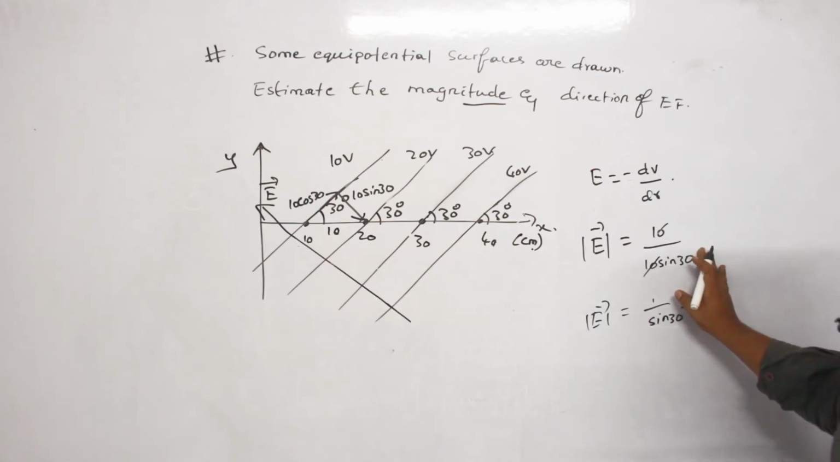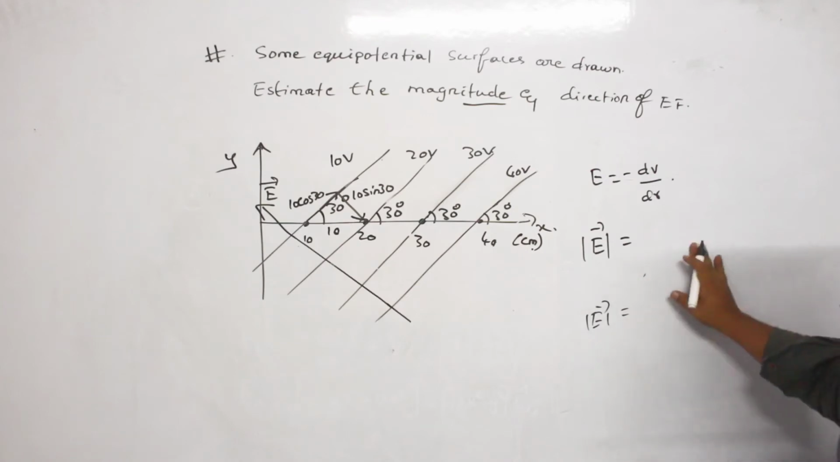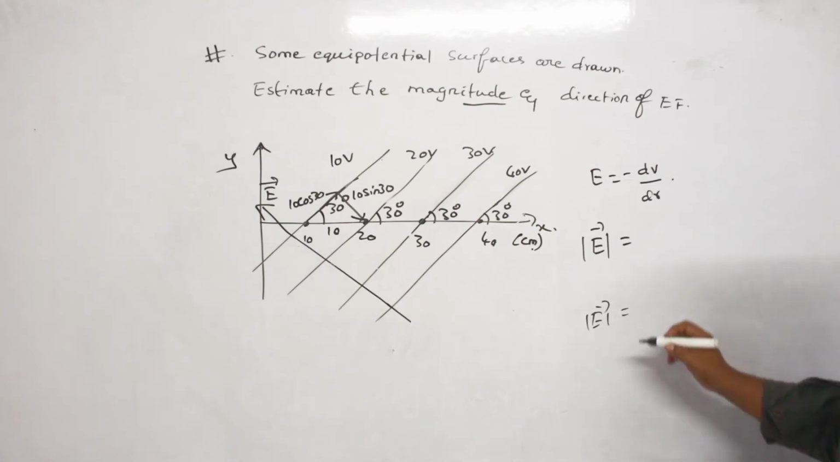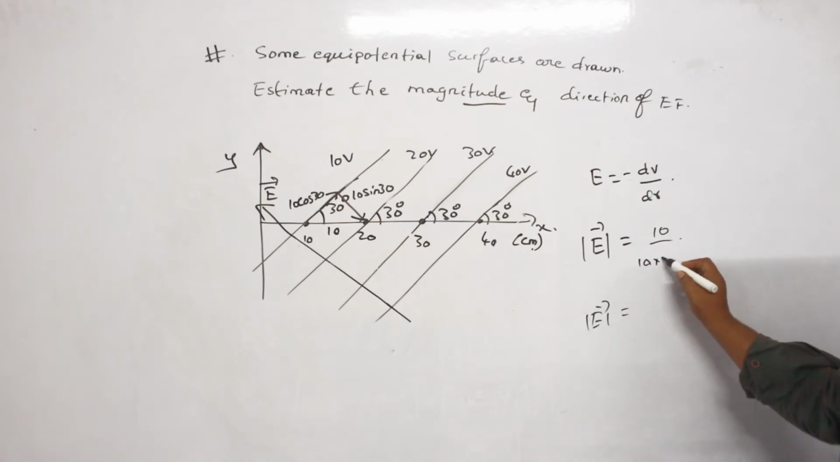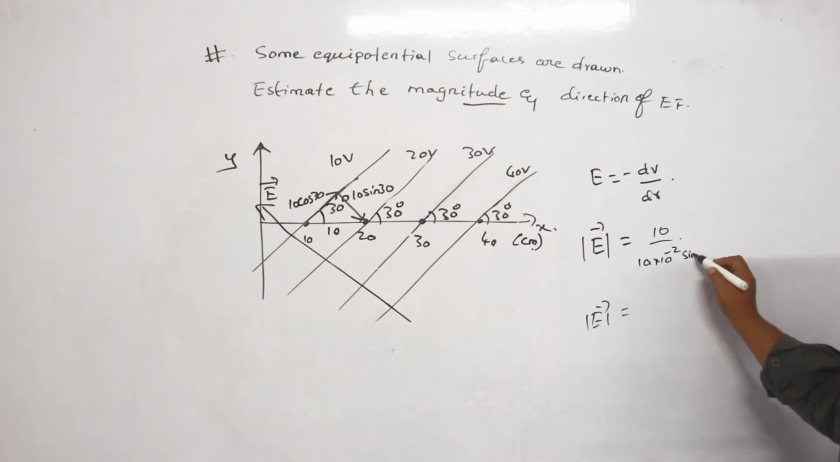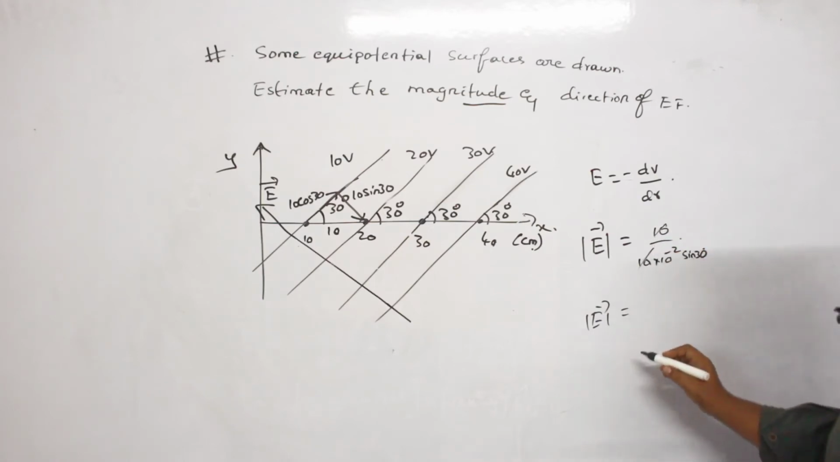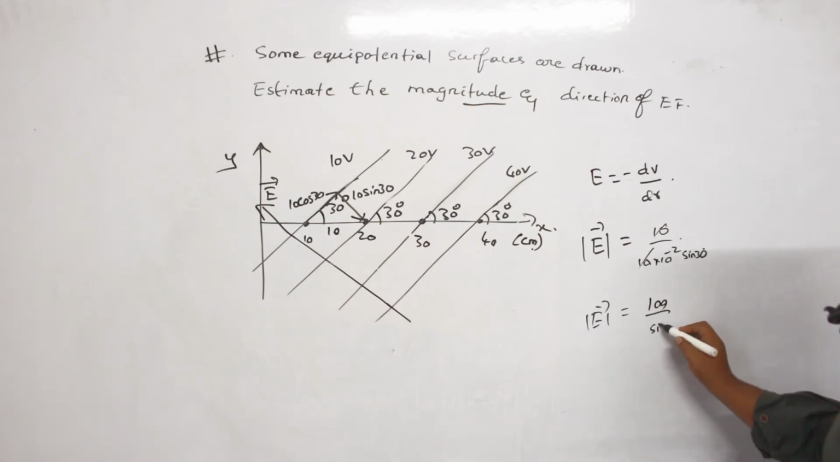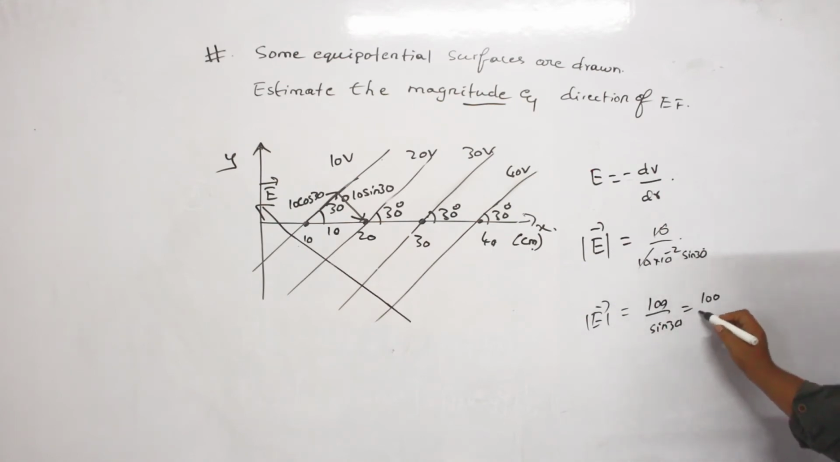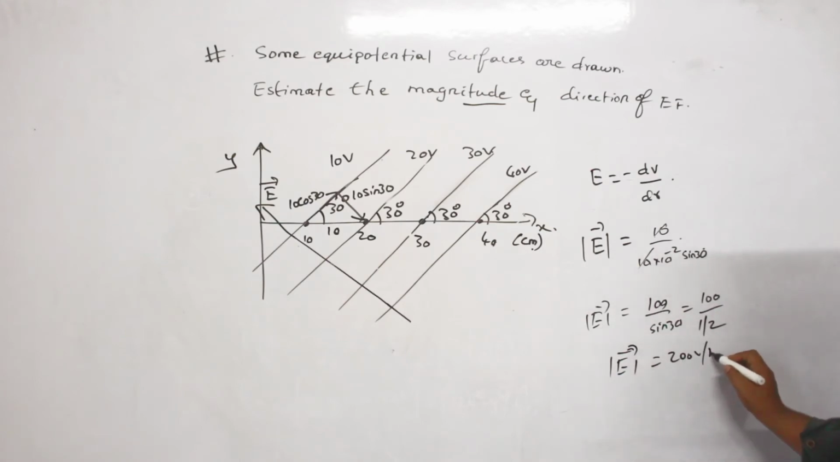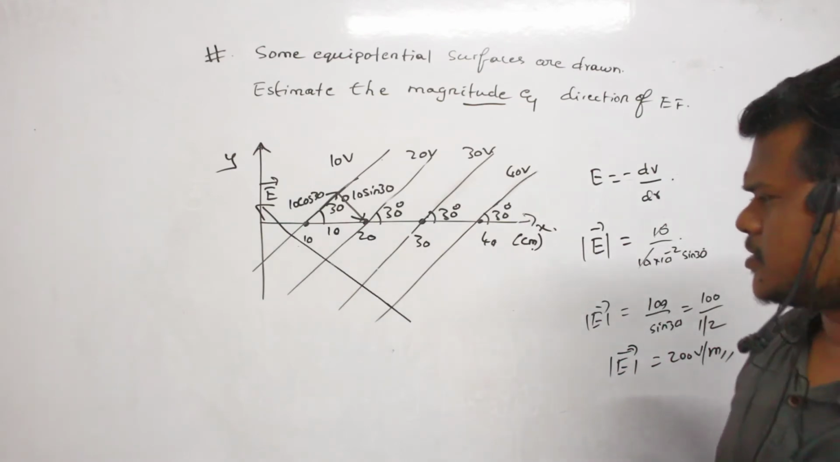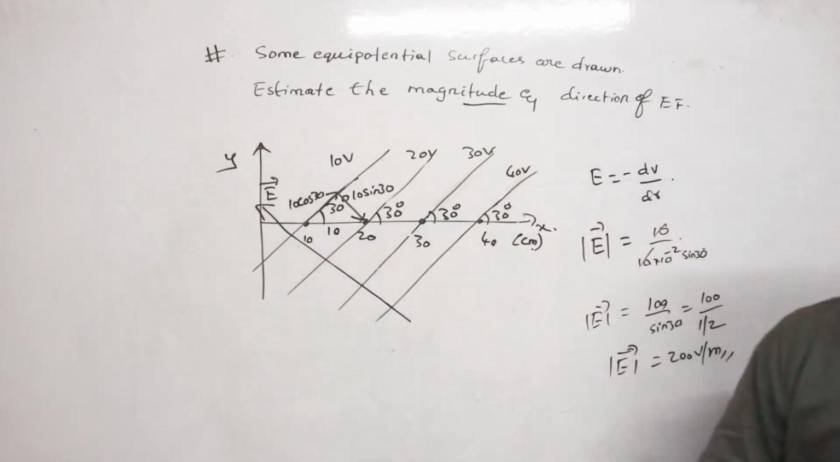10 is given in centimeters, no? So let us do like this. dV value is 10. dr value is 10 into 10 power minus 2 sin 30, because it is given in centimeters. So 10 and 10 get cancelled. So 100 divided by sin 30. Sin 30 value is 1 by 2. So the magnitude of electric field is how much? It is 200 volts per meter. Clear? 200 volts per meter is our answer. And what is the direction of electric field? This is the direction of electric field. That's all.